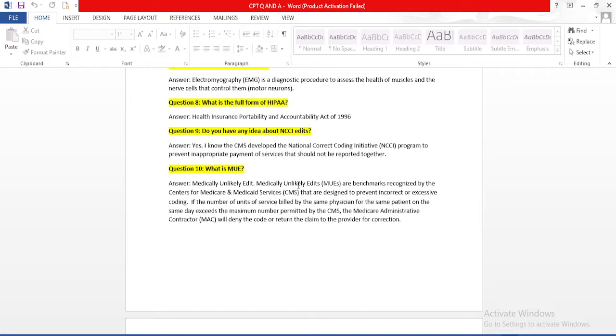Next one, do you have any idea about NCCI edits? Yes, I know that CMS developed the National Correct Coding Initiative program to prevent inappropriate payment of services that should not be reported together. So in order to prevent inappropriate payment, Medicare or CMS developed NCCI edits.